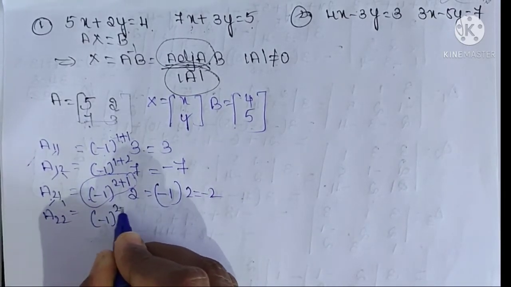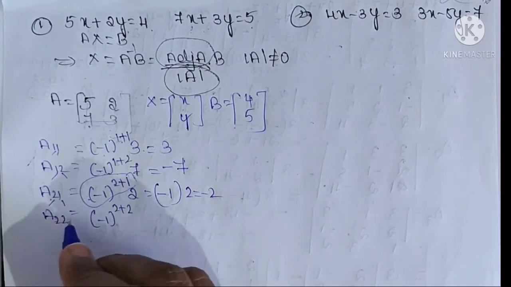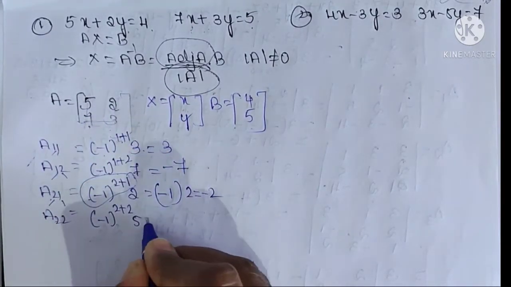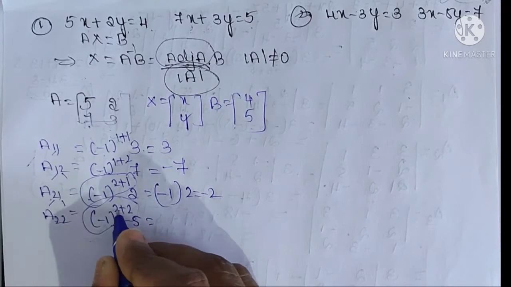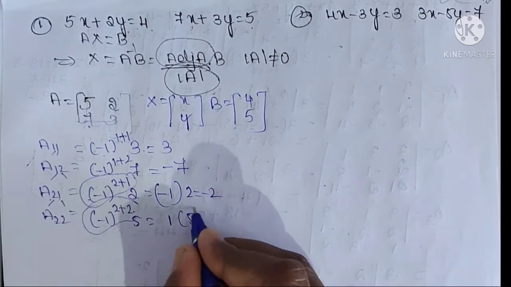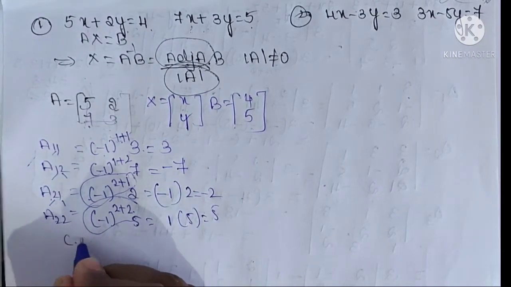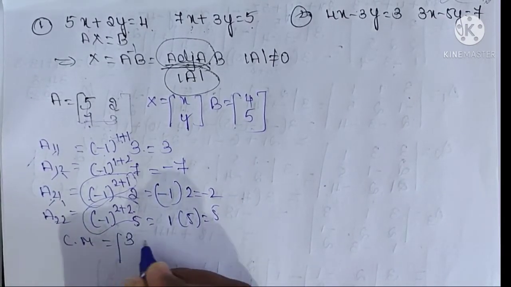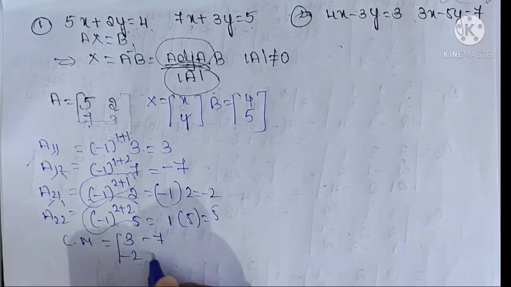Minus 1 to the power of 2 plus 2. Delete second row, second column, remaining 5. Minus 1 to the power of 4 value is 1. 1 into 5 is 5. Therefore, the cofactor matrix is 3, minus 7, minus 2, 5.